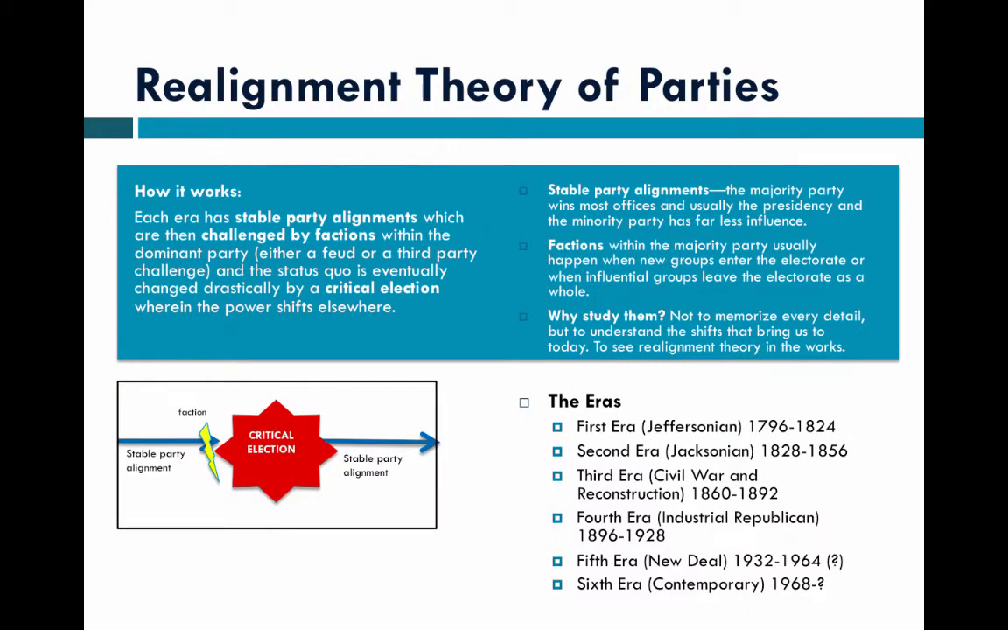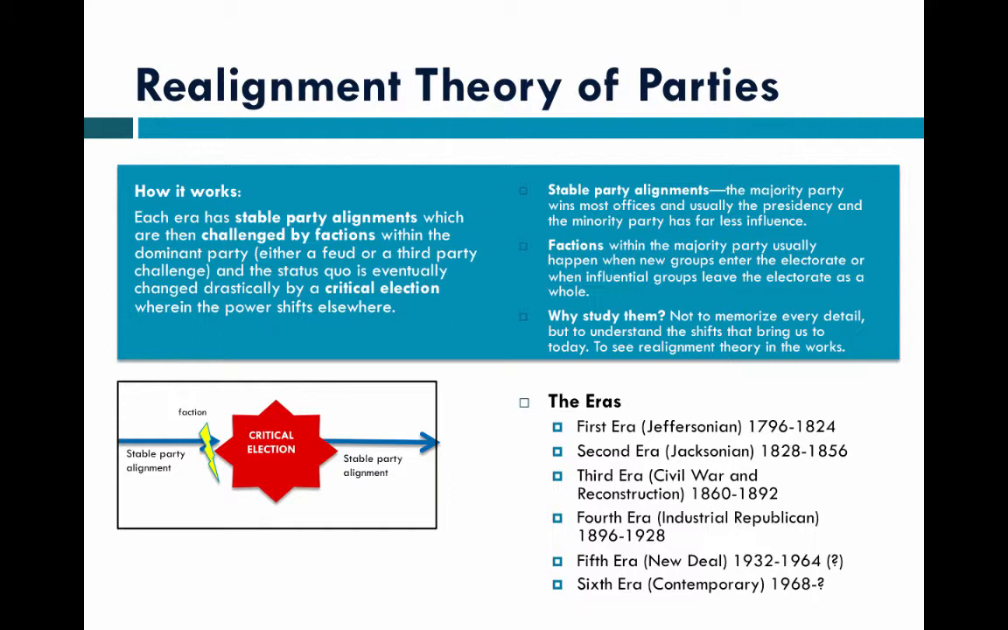The first thing we have to do is talk about realignment theory. Realignment theory is a political science theory that deals with the parties in the United States and how they seem to have a pattern. So, if you look at the illustration at the bottom, what happens is that there is a long, stable party alignment. If you're looking at this as a timeline, that time should stretch out larger than the rest.